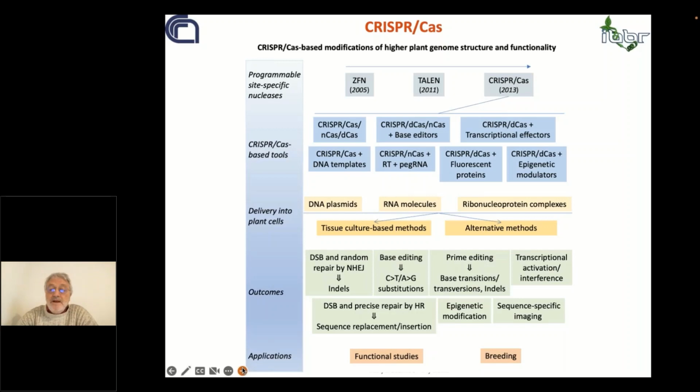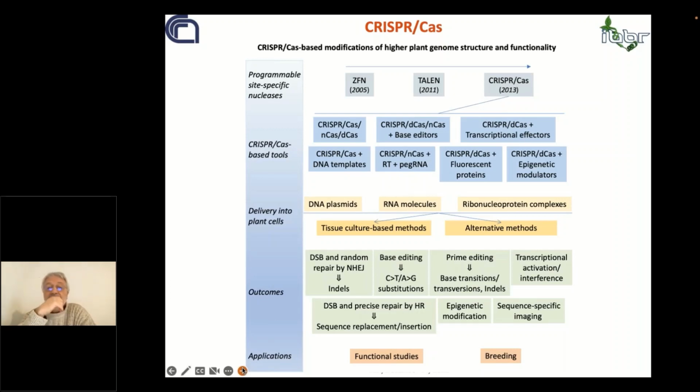When these molecular tools are delivered into plant cells as a DNA plasmid, RNA molecules, or ribonucleoprotein complexes through tissue culture-based or alternative methods, you have several outcomes, and these outcomes can be exploited either in functional studies or in applied breeding.